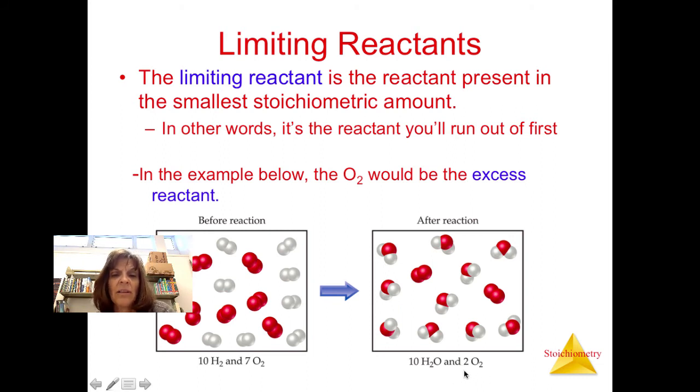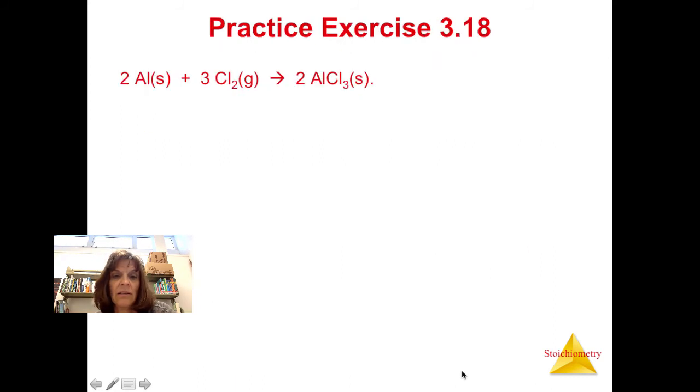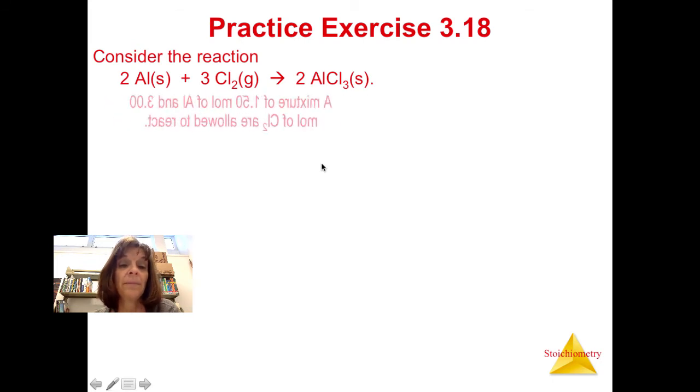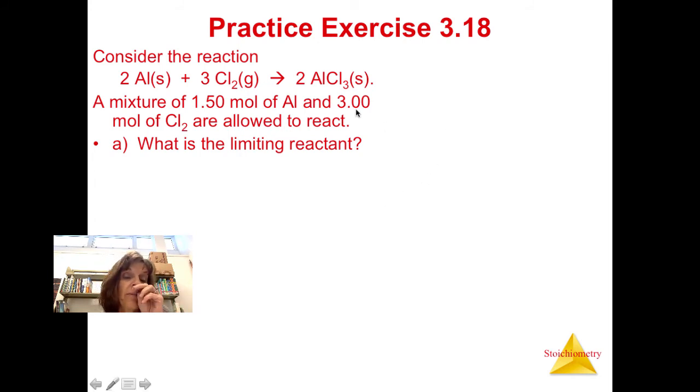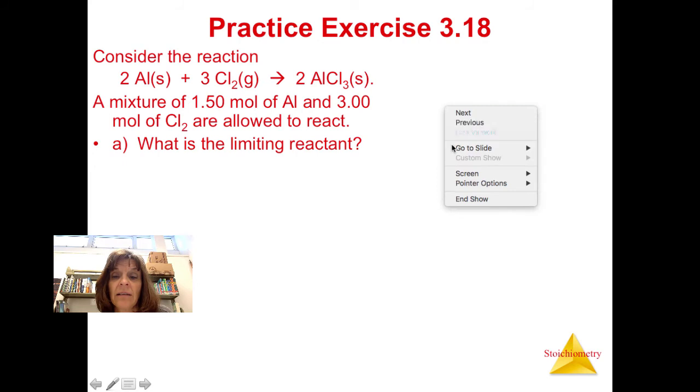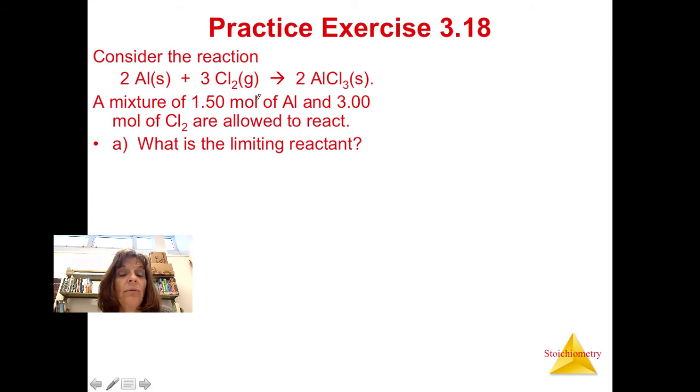So let's do that with something a little more complicated. We've got the reaction between aluminum and chlorine to make aluminum chloride. If we have a mixture of 1.50 moles of aluminum and 3 moles of chlorine, and they're allowed to react, what's the limiting reactant? All right, so we are given moles, which makes this a little bit easier. We have a 2-to-1 ratio, so if we have 1.50 moles of aluminum, my question is, how much chlorine do we need, and do we have enough or do we have an excess?